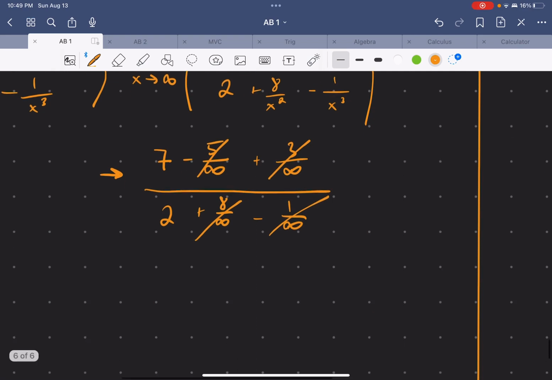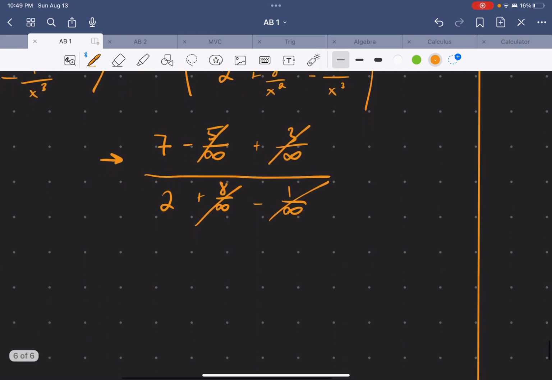So in the numerator of my problem, I just have 7. And then on the bottom, I have a 2. So this ends up being 7 over 2. And that's the final answer.